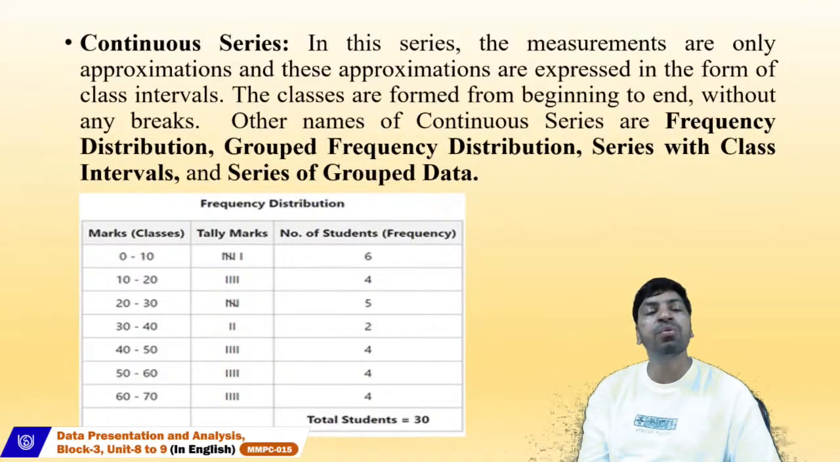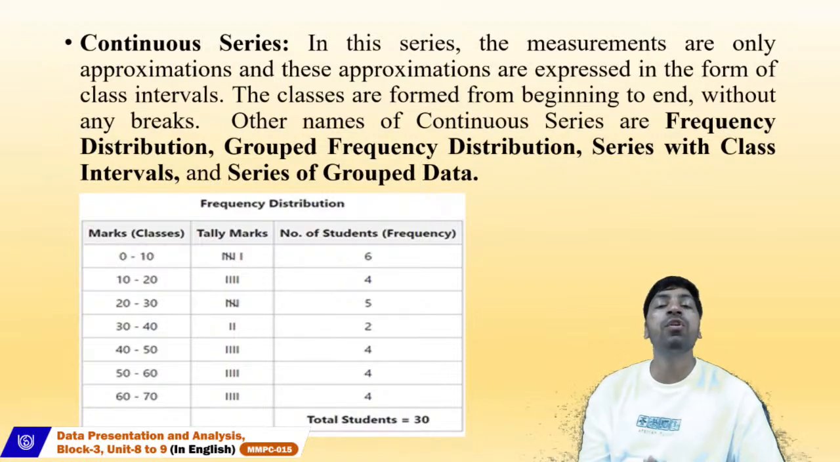There are various names to call a continuous series, like frequency distribution, grouped frequency distribution, series with class intervals, series of grouped data. If you look at the example, the marks in the form of class intervals have been given, 0 to 10 and so on till 60 to 70, along with their respective frequencies, that is 6, 4, 5, 2, 4, 4, 4, and the total number of students becomes 30.